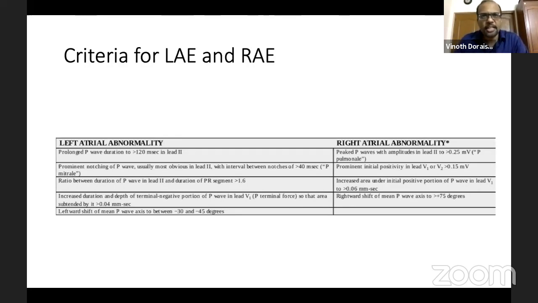In left atrial enlargement, we saw that one is the duration of the P wave more than 120 milliseconds, and another is the distance between the two humps more than 40 milliseconds, P mitral. You also have one more criterion known as the Macruz index, where the duration of the P wave divided by the PR segment duration, if more than 1.6, is the Macruz index. And if you have an abnormal P wave axis, a more leftward shift of the P wave axis is a left atrial enlargement, and a shift of the P wave axis to the right, more than plus 75 degrees, is a right atrial abnormality.